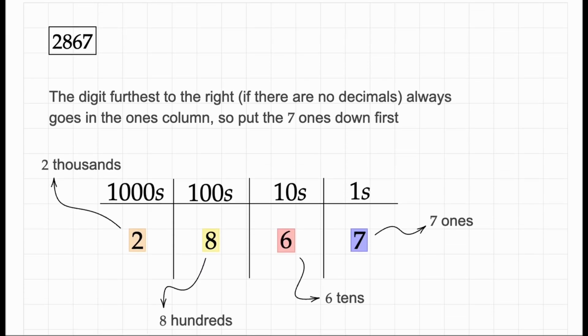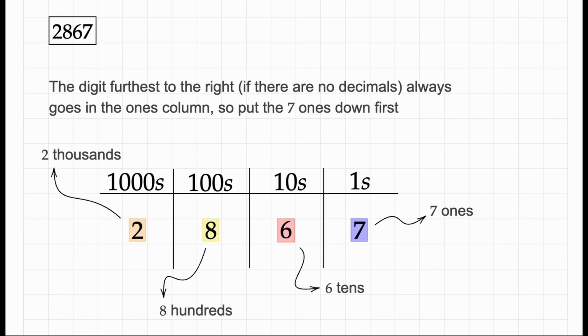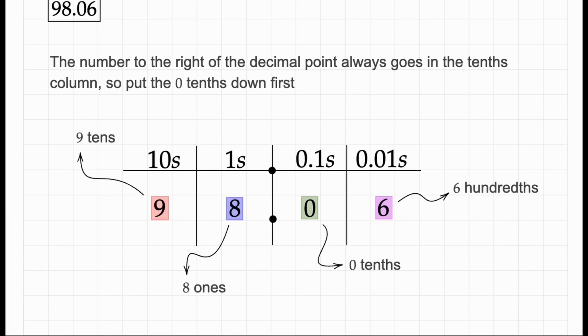First is 2,867. The digit furthest to the right, if there are no decimals, always goes in the ones column, so put the 7 ones down first. Then you fill out the rest, 6 tens, 8 hundreds and 2 thousands. Again, easy, right?